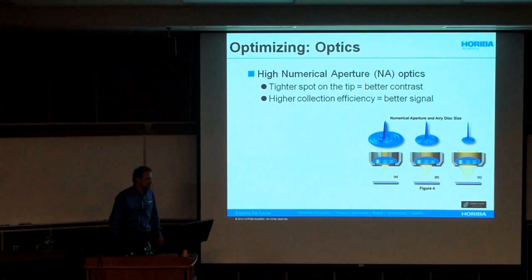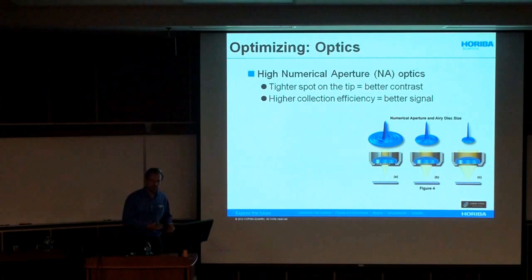This has been covered already a little bit in the previous presentation, but basically the high numerical aperture objective lenses will give you a tighter spot on the tip, which provides better contrast in TERS. And also, another thing that's not been mentioned is that it gives you much higher collection efficiency. So if your lens has a higher aperture, the efficiency of the amount of signal you're collecting is much higher, and that goes with the square of the numerical aperture of your objective.